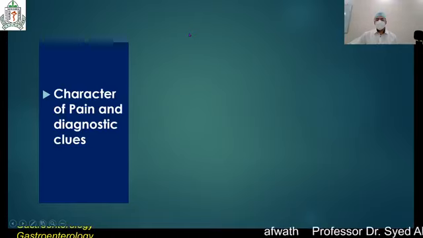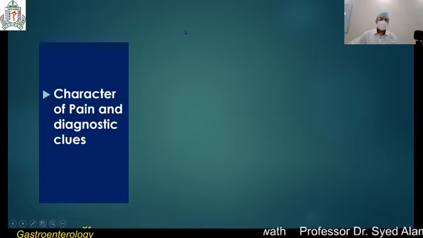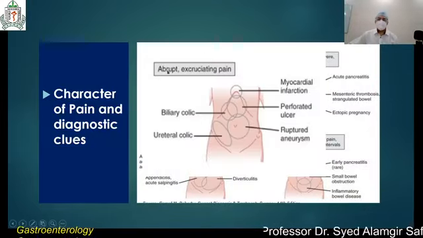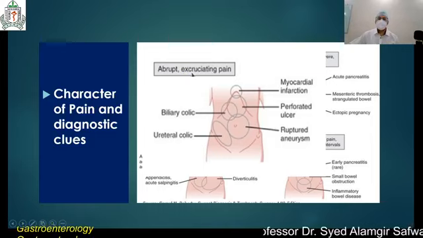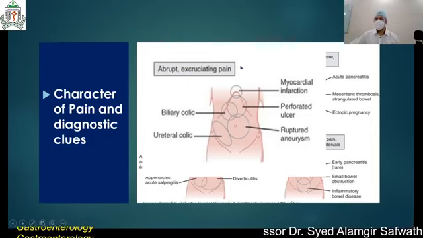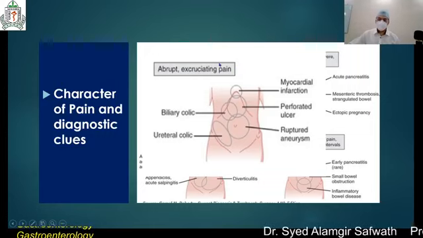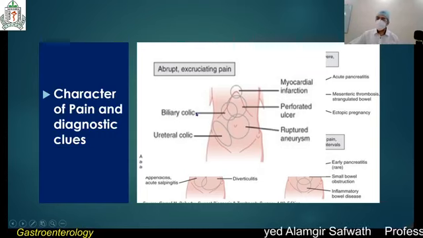If you think about the character of those pains and use them as diagnostic clues, then you will find that sometimes the pain is abrupt and excruciating. It is very difficult to tolerate, it is unbearable pain. If it happens like that, you have to exclude biliary colic. You have to exclude ureteric colic.